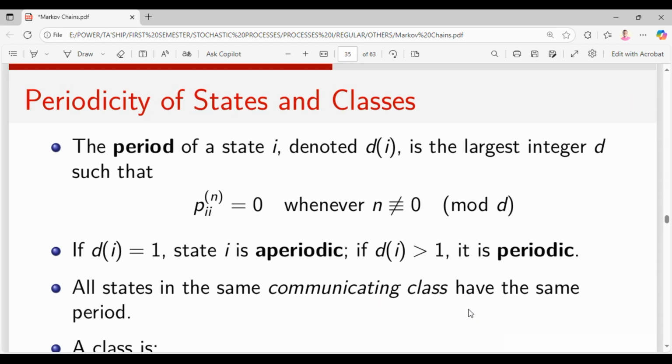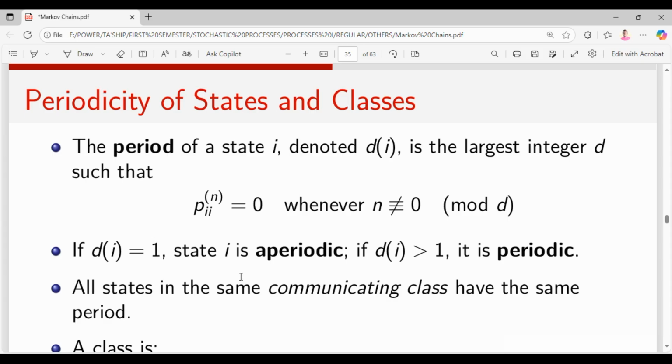Let's look at the periodicity of states and classes. The period of a state i, denoted d(i), is the largest integer d such that the probability of moving from state i to state i in n steps is equal to 0 unless n is a multiple of d. State i is aperiodic if the period is equal to 1. If the period is greater than 1, then it is periodic.